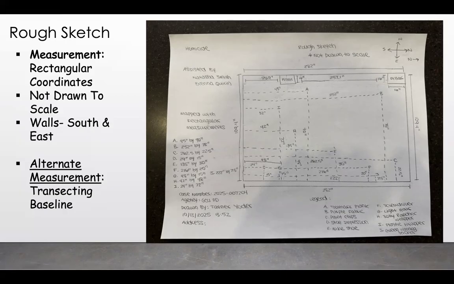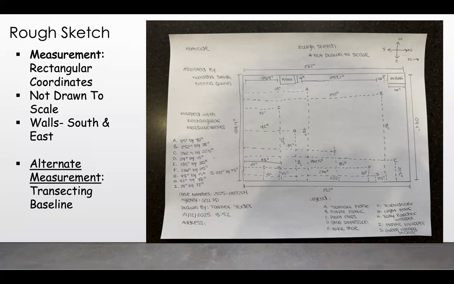An alternative method that we could have used with our rough sketch and with measuring our items is transecting baseline, where we create a data endpoint. And then from there, our data endpoint is laying across, like our tape measure is laid evenly across the scene. And then from there, we measure each item from the tape measure, and then also note direction.